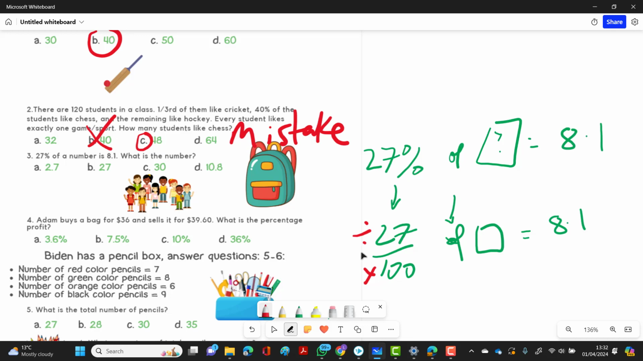So let's do 8.1 divided by 27. To make it easy, do 8.1 times 100, so move the decimal point two times to the right. 8.1 times 100 is 810. And then you do 810 divided by 27.